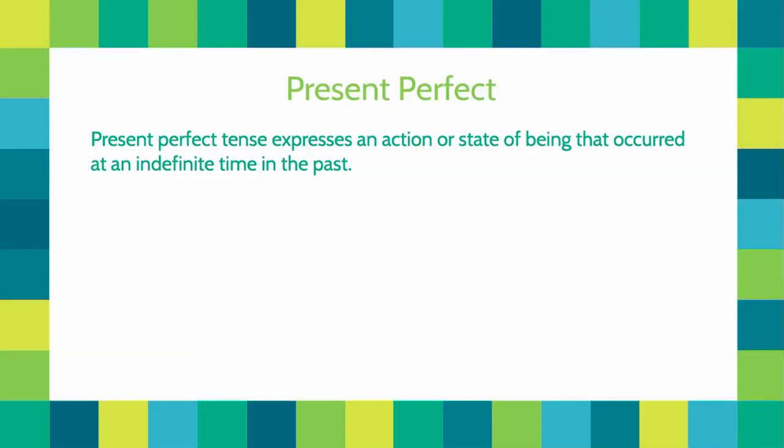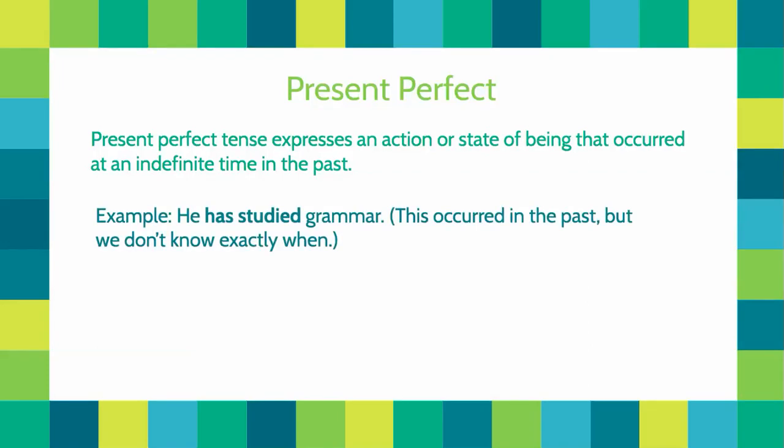The perfects get a little bit trickier. They're not quite as intuitive as the simple tenses, kind of hence the name. Present perfect tense expresses an action or state of being that occurred at an indefinite time in the past. So this is what's confusing about this one. It's present perfect, but it's talking about something that happened in the past, and we use the past participle to form it. He has studied grammar.